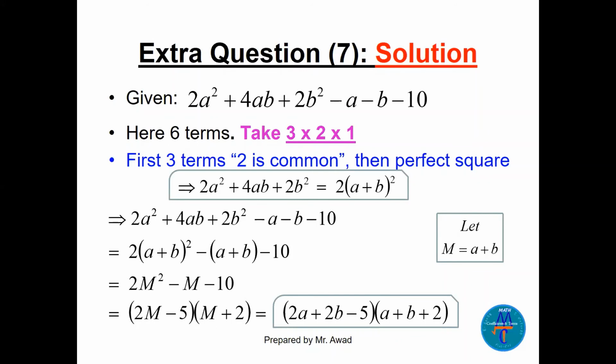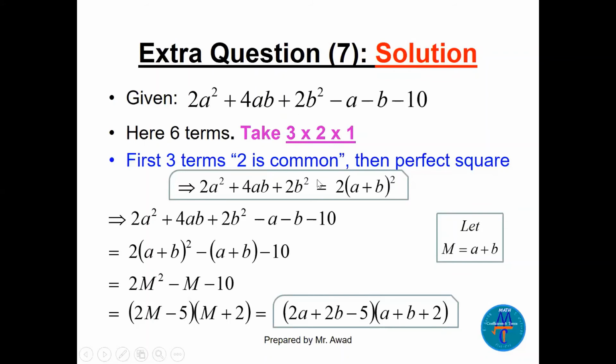Now, here I have 6 terms. You have to group them. I think I will take the first 3 terms here: 2a squared, 2ab and 2b squared. See, in the first 3 terms, 2 is common, right?